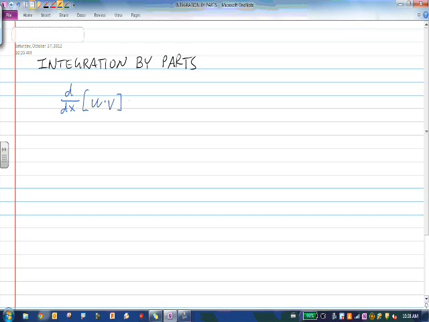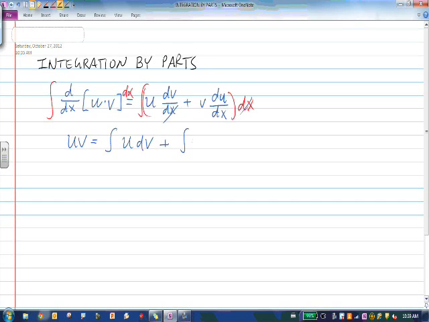Remember, the product rule is the derivative of uv is u times dv dx plus v times du dx. Now what happens if I integrate both sides of this equation? And don't forget, I need to put a dx in order to integrate. What you end up with is the derivative and integral cancel, so you get uv is equal to the integral of u dv, because the dx's cancel, plus the integral of v du, because the dx's cancel.